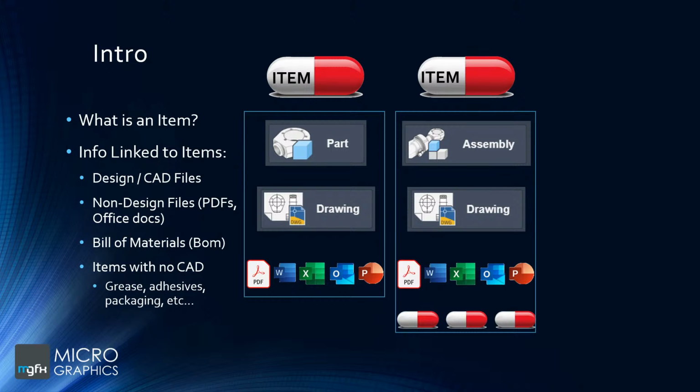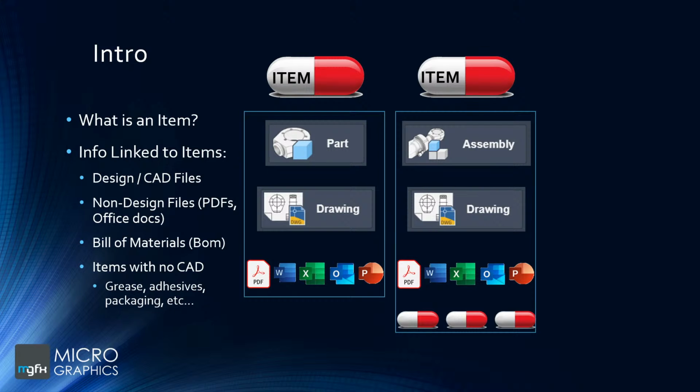That assembly may be made up of 3 parts, part A, B, and C. And each of those parts would be converted to an item or assigned to an item. And we see those 3 items at the bottom there, 1 for each part. So we have an item for a single part with its drawing.